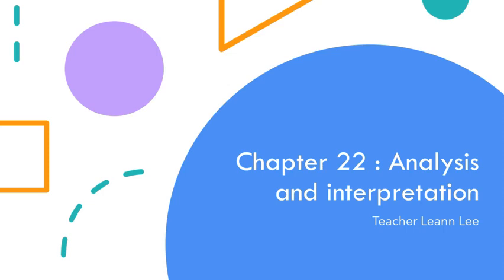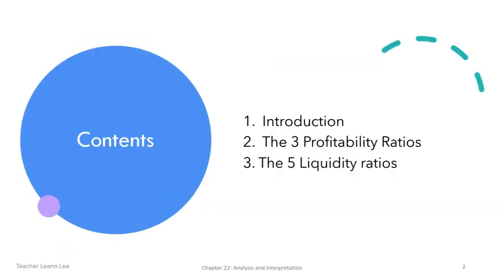Hi student, today I'm going to teach Chapter 22, Analysis and Interpretation in Business Performance. In this topic we will cover a three-part introduction: the difference between analysis and interpretation, who the users of the financial statement are, and the terms and formulas used for this topic. The main concern for this topic is the three profitability ratios and the five liquidity ratios.